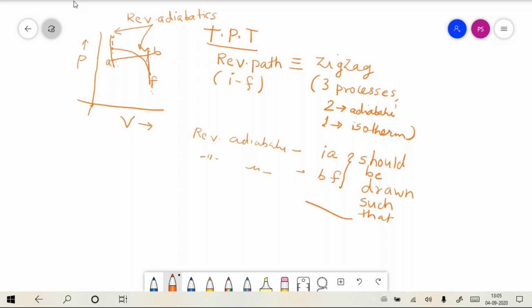Okay, what is the condition which is to be satisfied? The condition to be satisfied is that the area under IABF has to be equal to the area under I to F. It means that the area under the zigzag path has to be equal to the area under IF.